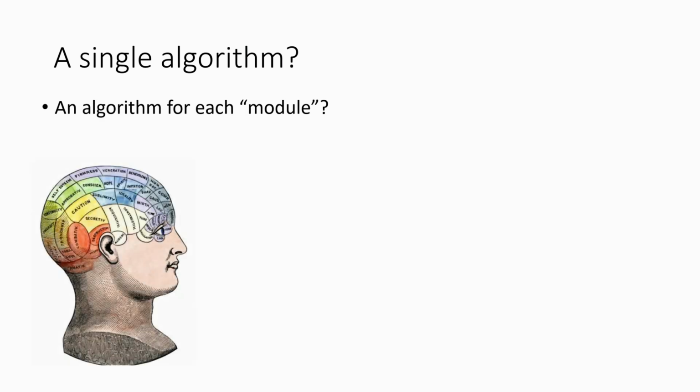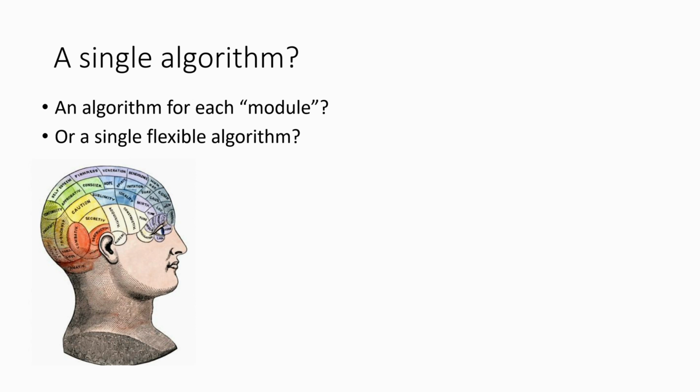So maybe we can take another leap and suppose that there's a single learning algorithm that can do all of this. Maybe you don't need a different learning algorithm for perception and a different learning algorithm for behavior. Maybe just one algorithm will suffice. Could this be the case? We could imagine a learning algorithm for each module, but we could entertain the notion that we have one algorithm for everything.